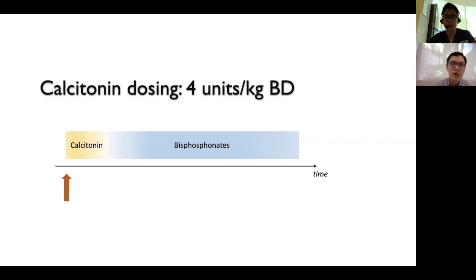Yeah, and usually for calcitonin, they say the tachyphylaxis will come in after 48 hours. So we usually give 3 to 5 days of calcitonin subcutaneous injections. And after 5 days, probably there would not be much additional effect already.